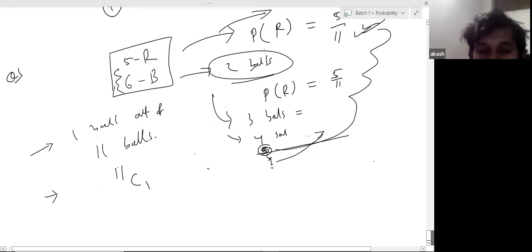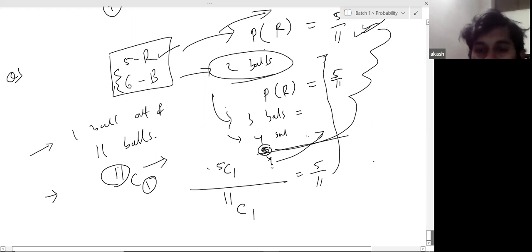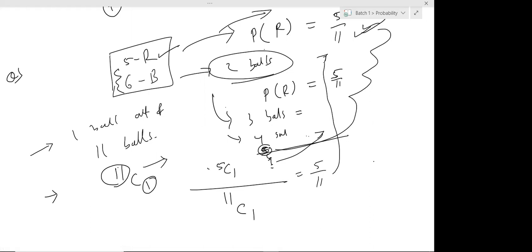So if you have to select 1 ball out of these 11, you have this many ways, this will be your sample space, 11C1. What do you want? We want red. In how many ways can you select a red ball? 5C1. If you simplify this, we get 5 by 11. This is how we get this. Is it clear? Yes, sir.